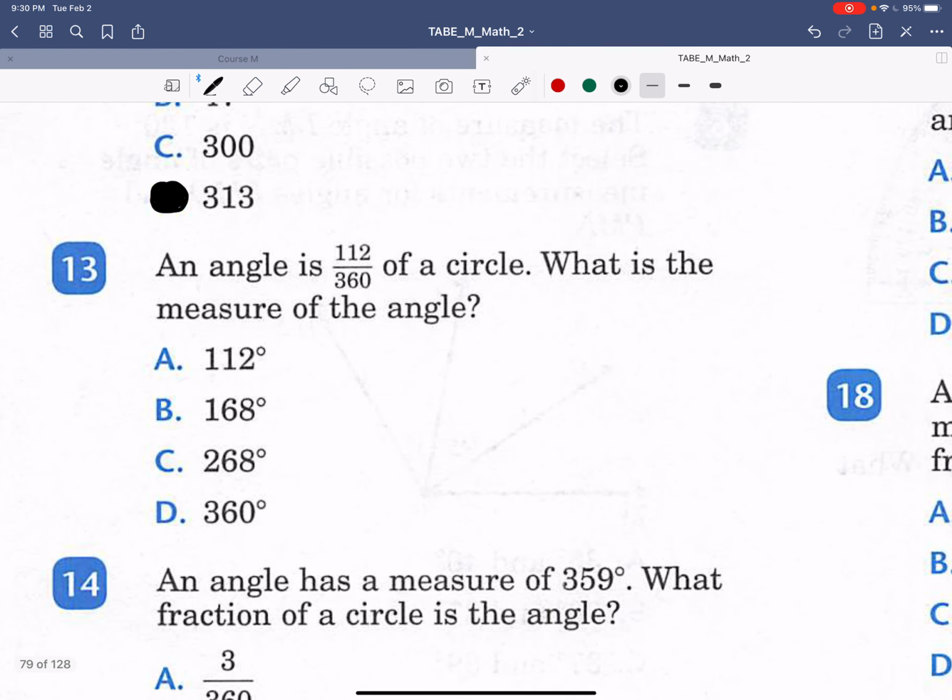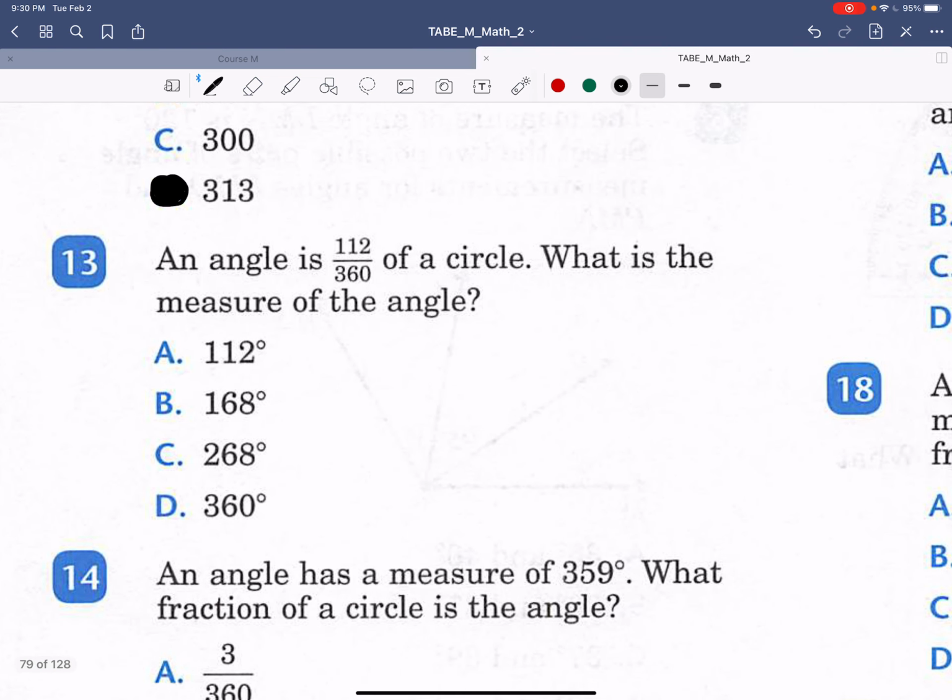An angle is 112 degrees of a circle. What is the measure of the angle? Well, if it's 112 out of 360, that is 112 degrees.